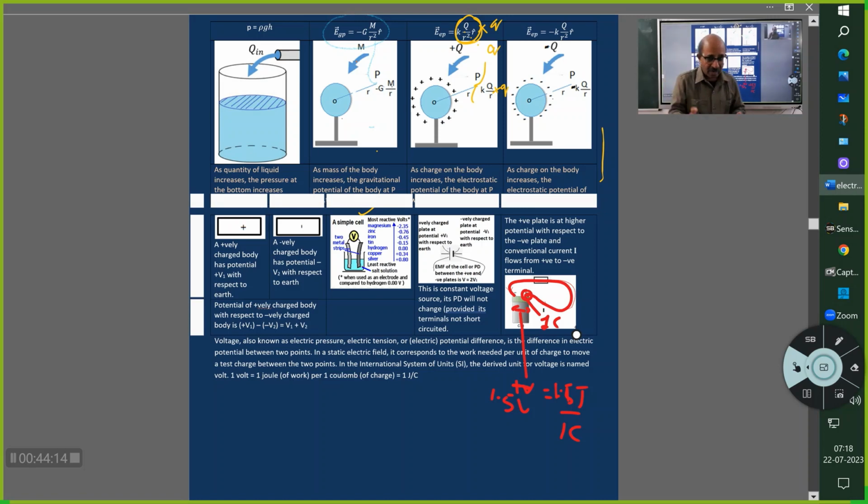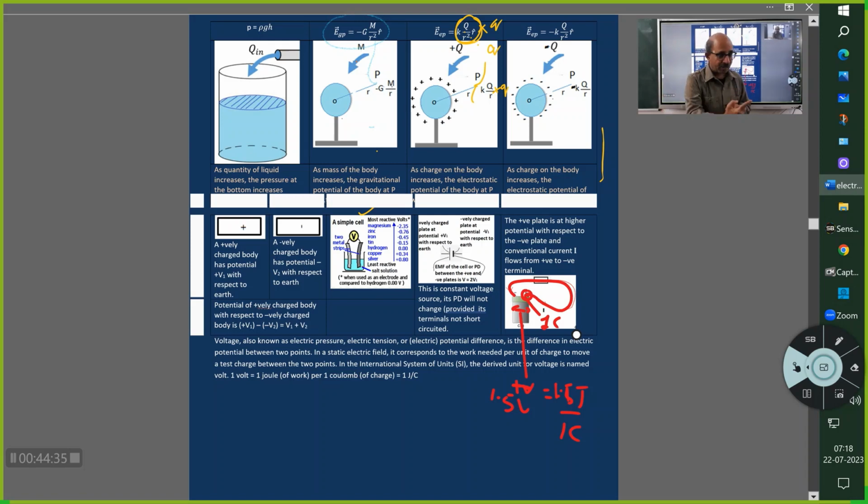That is why I use the term electromotive force. Now this is mechanical force. There I will use the term electromotive force. Electromotive force does not mean push and pull.